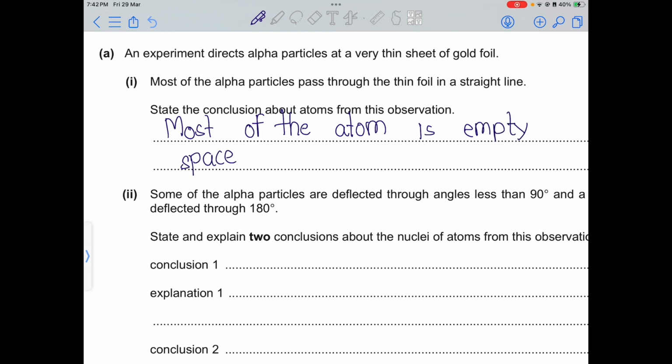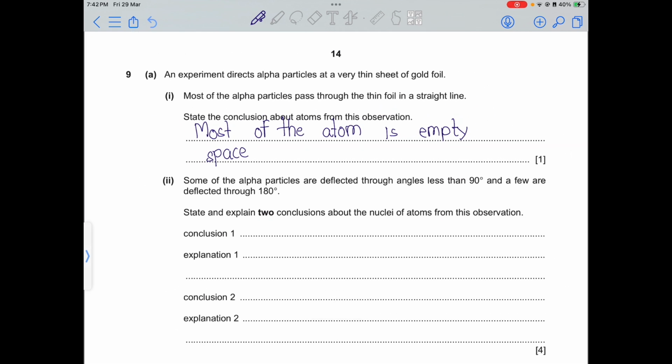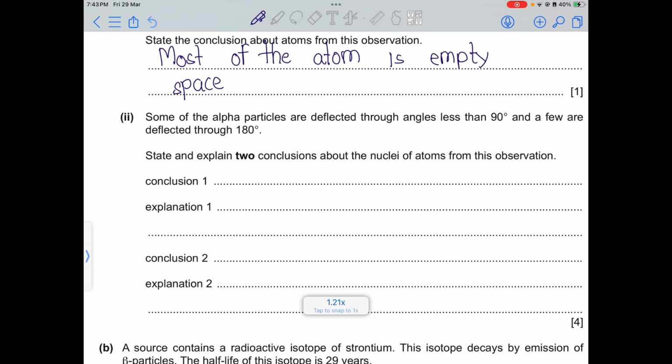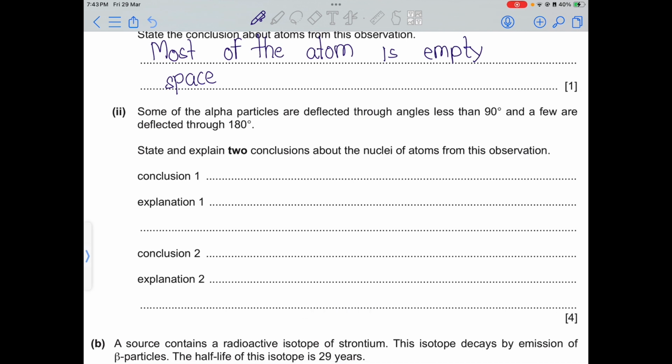Then it says that some of the alpha particles are deflected through angles less than 90 and a few are deflected through 180 degrees. State and explain two conclusions that can be drawn. There are a lot of conclusions that you can draw from this, mainly three. The nucleus is very small, because if the nucleus is very small, then very few particles pass close to the nucleus. Alright, that's one conclusion.